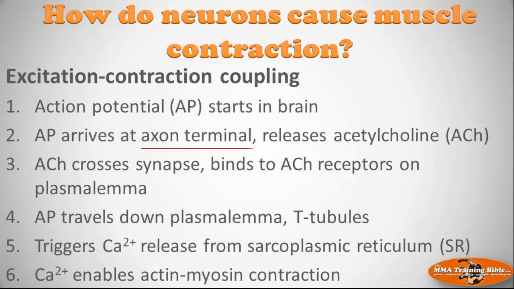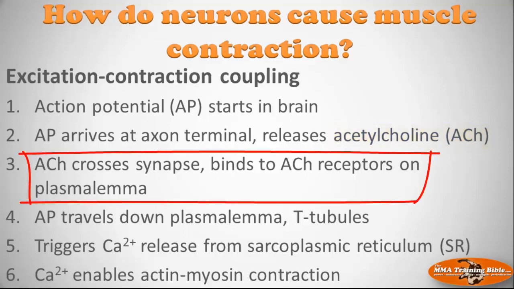And in the axon terminal, we have little vesicles that hold a neurotransmitter called acetylcholine. Acetylcholine, in response to receiving an action potential at the end of that terminal, will be released into this space between the neuron and the muscle, which is called the synapse or the synaptic cleft. The acetylcholine will then bind to acetylcholine receptors on the plasma lemma. Now, the plasma lemma is just another name for the cell membrane of the muscle fiber.